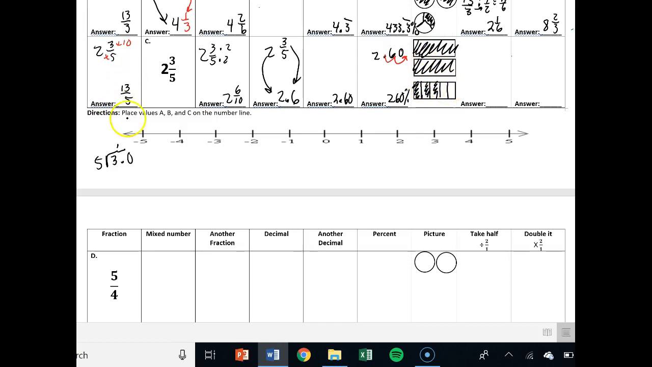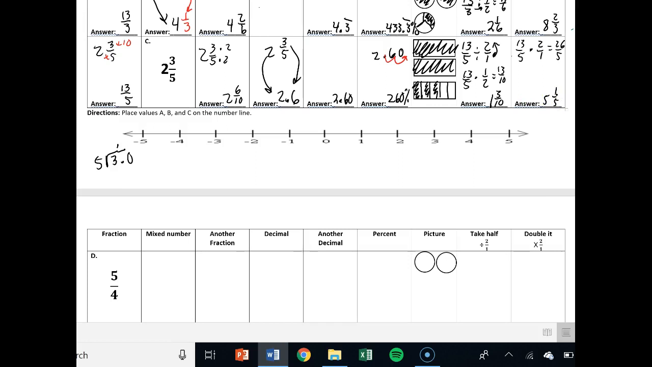And now we're going to again use this fraction, 13/5, to take half or double it. So taking half, 2/1. Remember, when we divide, we flip. So 13/5 times 1/2 gives you straight across 13/10, which is 1 3/10. And then 13/5 times 2/1. Do not flip. Straight across, you get 26/5, which 5 goes into 26 5 times with 1 left over, 5 and 1/5. Again, you could always check that.